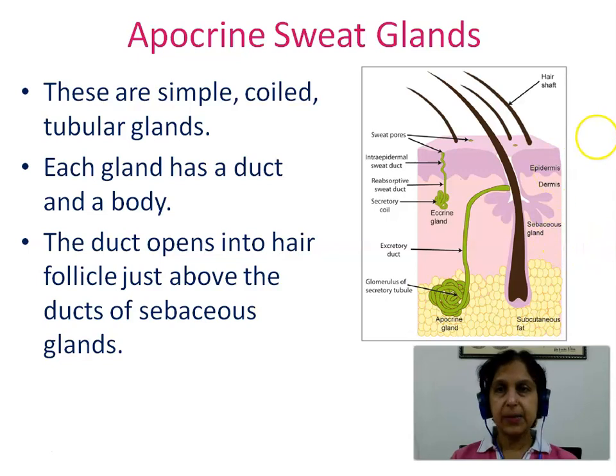This picture here shows us the hair follicle, and this here is the apocrine sweat gland having its body or secretory part and the duct. And the duct here, as we see, opens into the hair follicle just above the ducts of the sebaceous glands. What we also see here is an eccrine sweat gland, which we have already studied earlier.